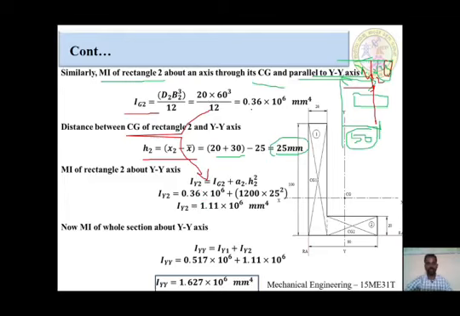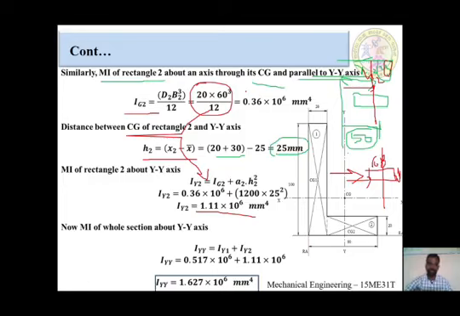Ig2 we got is 0.36 into 10 raised to 6. How did we get this? I am taking an example here. This is y, and this is your looking side. This one is 60, this one is 20. First we look at the 20 value, after that we look at the 60 value. 20 into 60 cube divided by 12, as this part is the D part and this part is the B part. We got 0.36 into 10 raised to 6 millimeter raised to 4. After finding these two, we put them in this equation and we get 1.11 into 10 raised to 6 millimeter raised to 4.